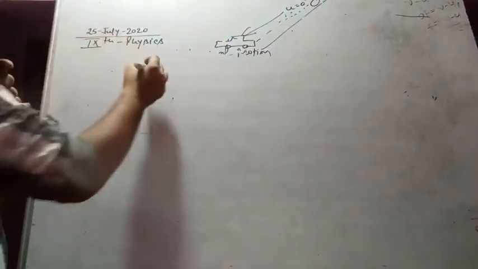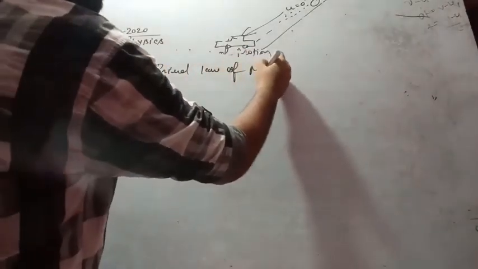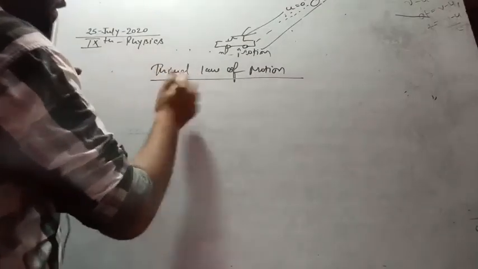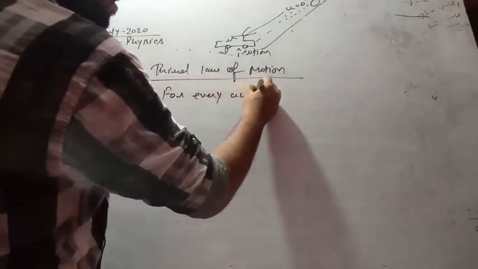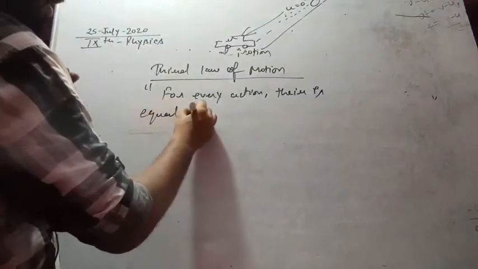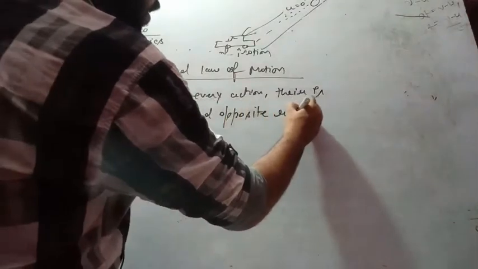So students, third law of motion is very easy. It's a very small statement, not a bigger one as compared to the second law of motion. So here it is: for every action there is an equal and opposite reaction. This is the third law of motion.